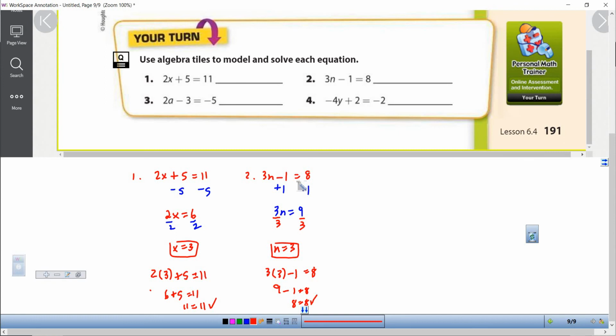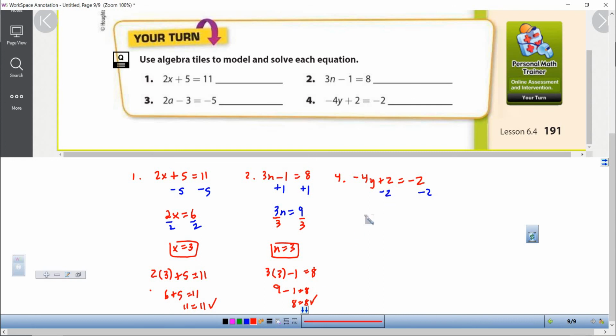It was correct. All right, I'm going to skip number 3 and go to number 4. Negative 4y plus 2 is equal to negative 2. Again, I'm going to do the inverse operations in the opposite order. So going forwards, I would multiply by negative 4, and then I would add 2. So going backwards, I'm going to subtract 2 first. The inverse of adding 2 is subtracting 2.